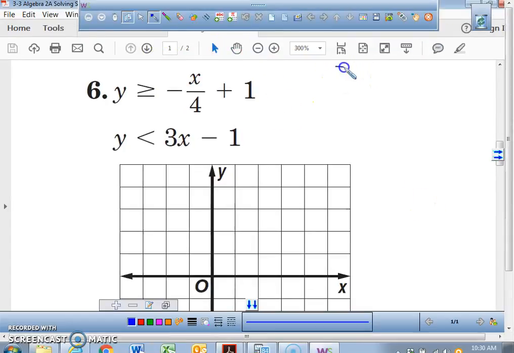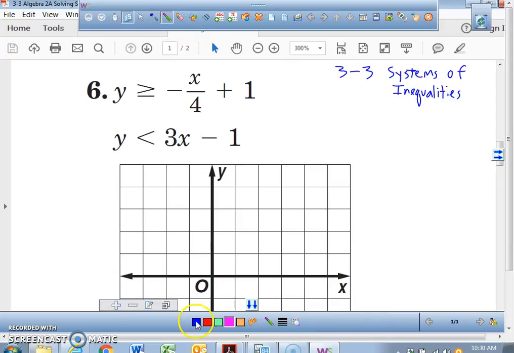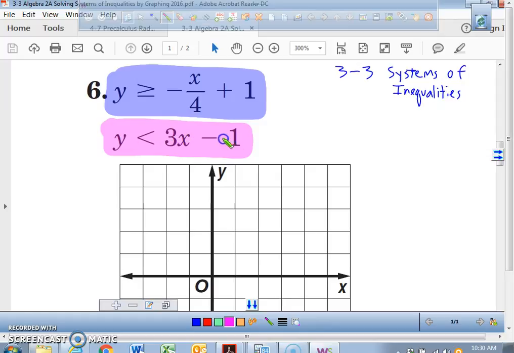Continuing to talk about how to graph systems of inequalities. We're going to put systems of inequalities. All right? Now, I'm going to highlight this inequality in blue, and I'm going to highlight the other one in this awesome magenta color.